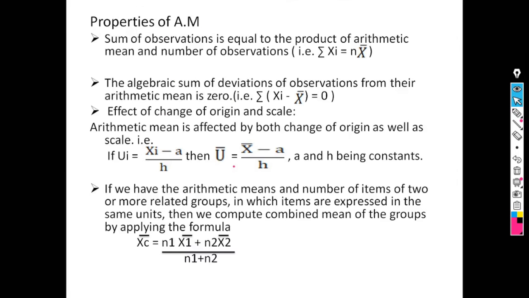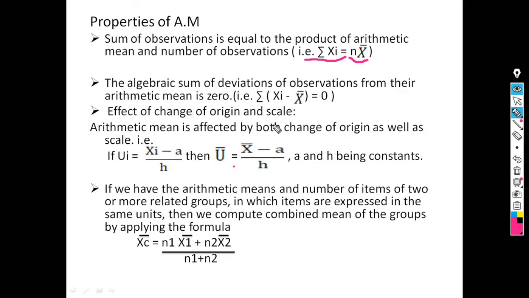After that, we saw properties of arithmetic mean. First property is sum of observation is equal to the product of arithmetic mean and number of observations. That is, summation of xi is equal to n into x bar, where n is number of observation and x bar is arithmetic mean. Next property, the algebraic sum of deviations of observations from their arithmetic mean is always 0. That is, summation of xi minus x bar equal to 0.